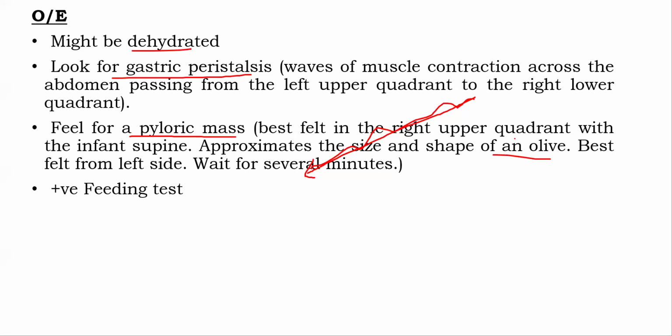This will not always be there, but if you get this finding, then you can be definitely sure that this is pyloric stenosis. But it's not always that we are able to find this gastric peristalsis or pyloric mass. There is a test called the feeding test. You ask the mother to feed the child, and you will see that immediately after feeding, the child has forceful projectile vomiting. That's a positive feeding test.